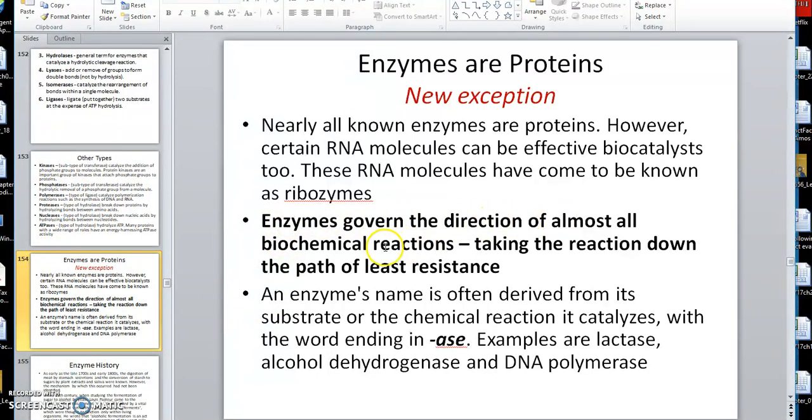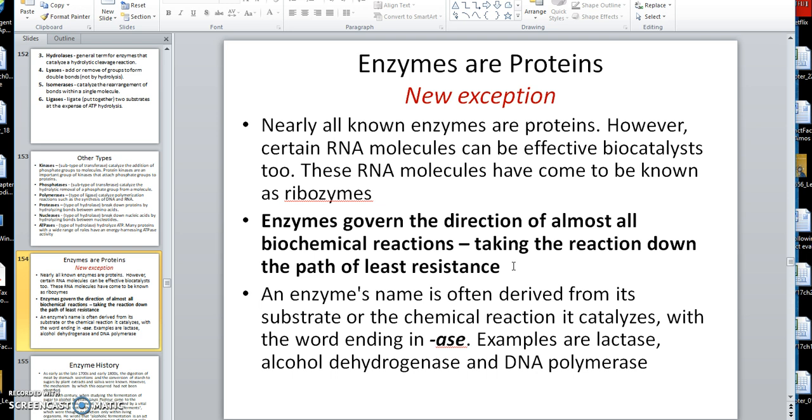Enzymes govern the direction of all biochemical reactions. They take them down the path of least resistance. So think of a chemical reaction standing there, and it's got 5 different pathways it could go down. And all are equal, 5 different pathways. So it would just be hodgepodge as to which one it would pick. But if an enzyme was present that could do that, then the enzyme would lower the resistance on one of the pathways. So it would take that pathway. It would make the reaction go down the path of least resistance.